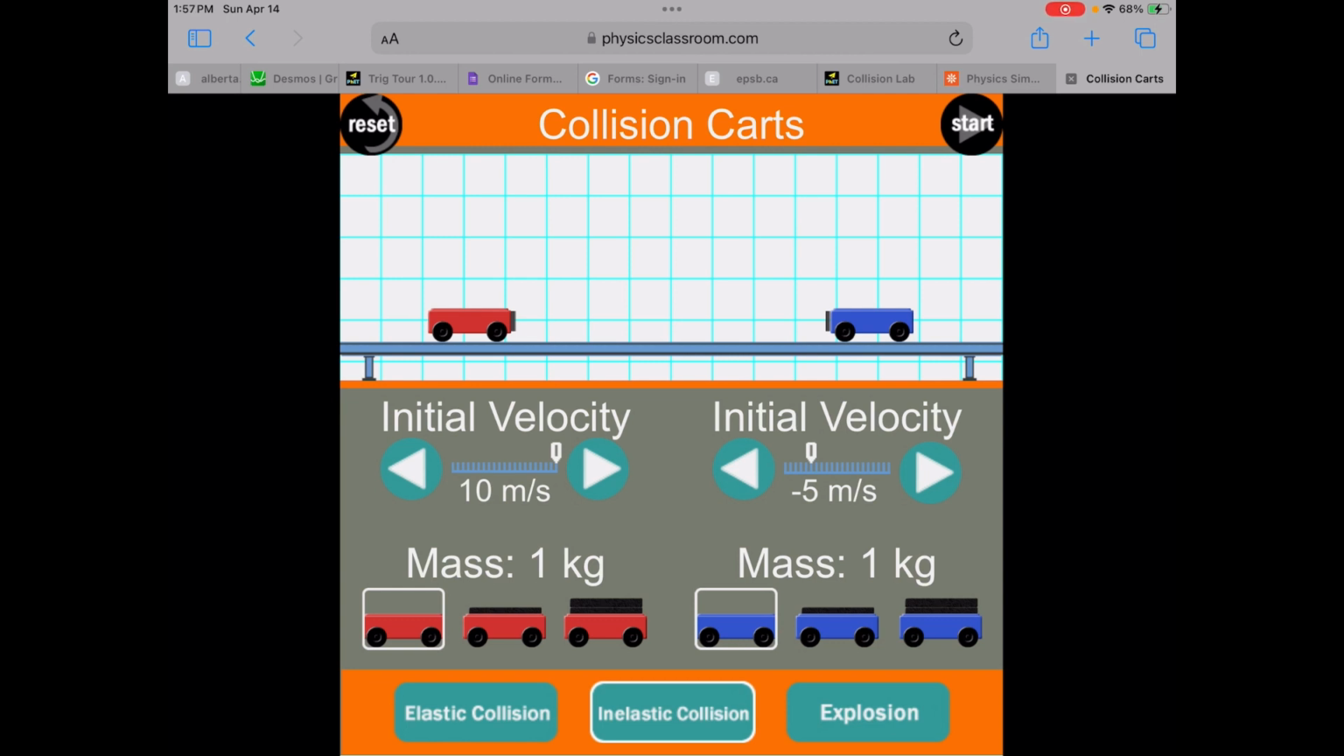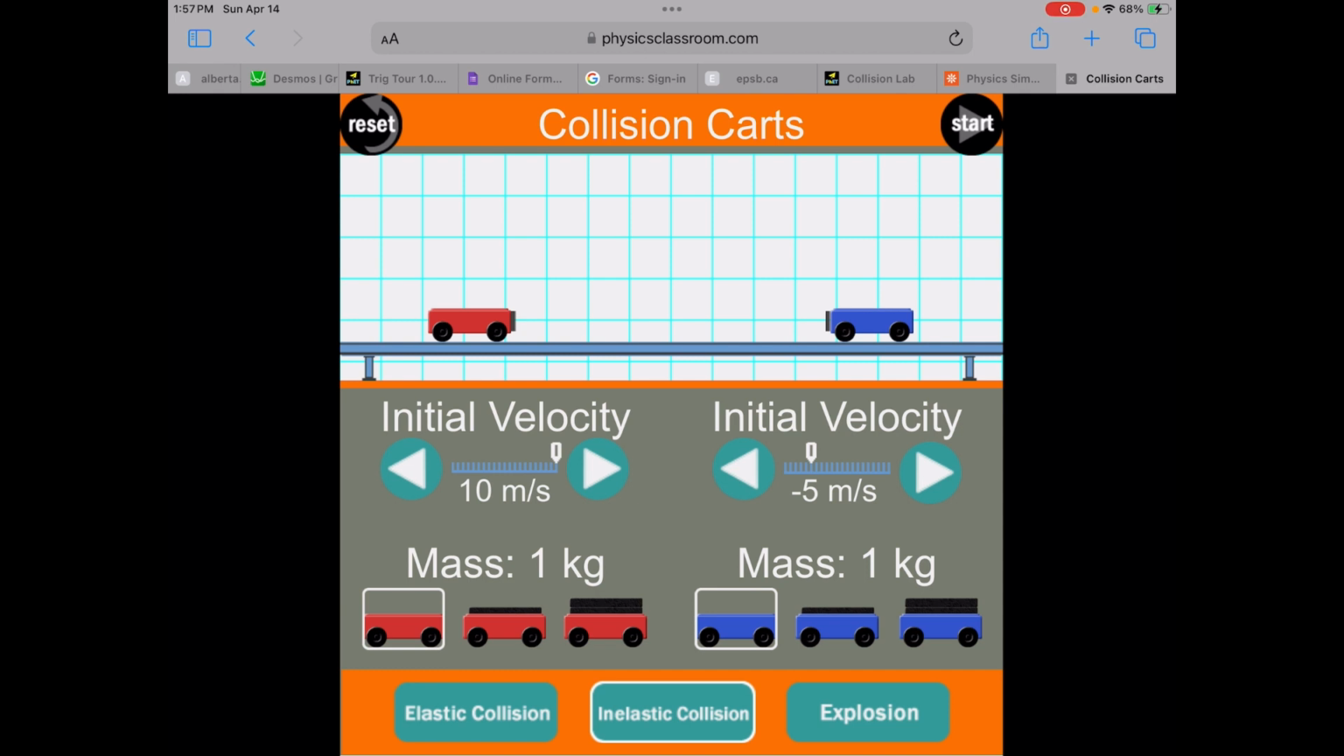Let's do another trial here. I'm going to keep it so that they stick together, okay? But now notice I've made it so that the net momentum in the system to begin with is not zero because I've given the red one more momentum to the right than the blue one has to the left. So notice the initial velocity of the red is positive 10 meters per second. So the red one has an initial momentum of 10 kilogram meters per second to the right. The blue one still has an initial momentum of 5 kilogram meters per second to the left. So add those up. We've got 10 plus negative 5 gives us a total initial momentum of positive 5, right? So there are positive 5 kilogram meters per second of momentum in our system initially.